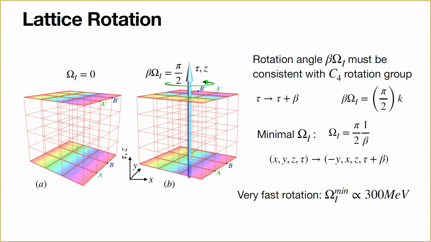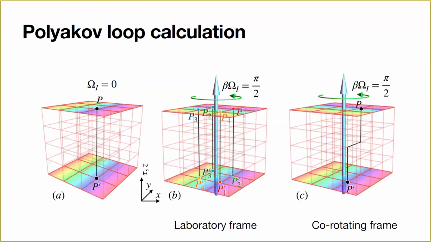So we cannot rotate less. We have a minimal angle, but this minimal angle is rather fast rotation. It corresponds to 300 MeV. So it's rather strong rotation. But anyway, for the moment we can make some calculations and estimations. And also the Polyakov loop definition here is rather technically difficult.